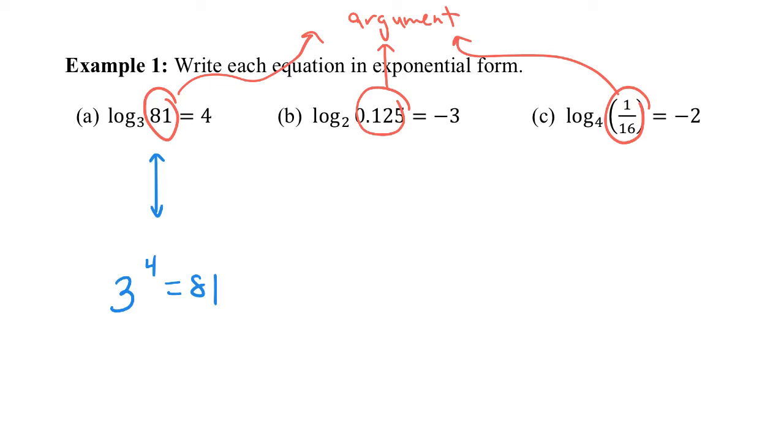Isabella, what's the base in this case? 2. 2 to what power, Isabella? The negative 3rd. Good. I'm going to take the negative 3 and move it over to the left. Then I'm going to take this and move it over to the right. Equals? 1.25. Is that correct?